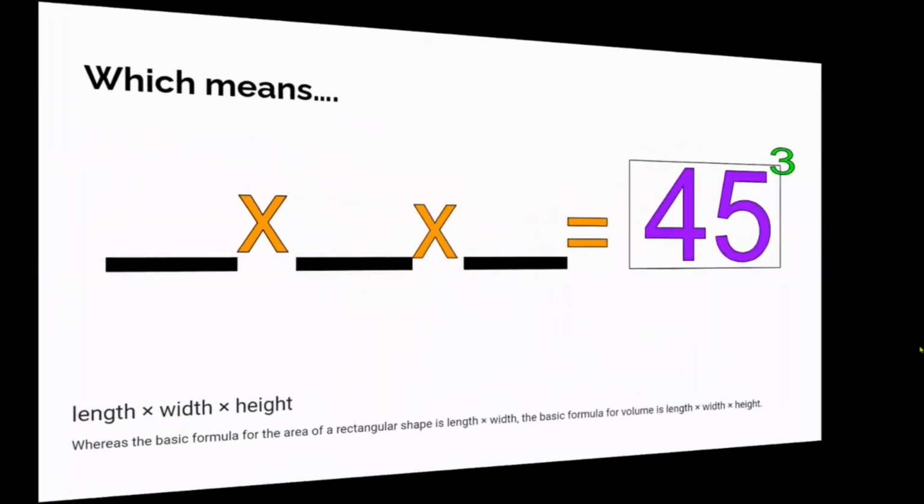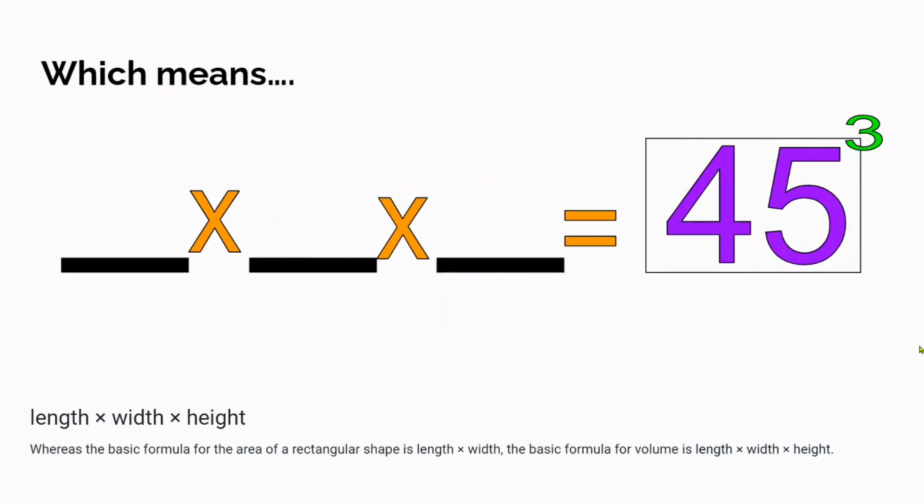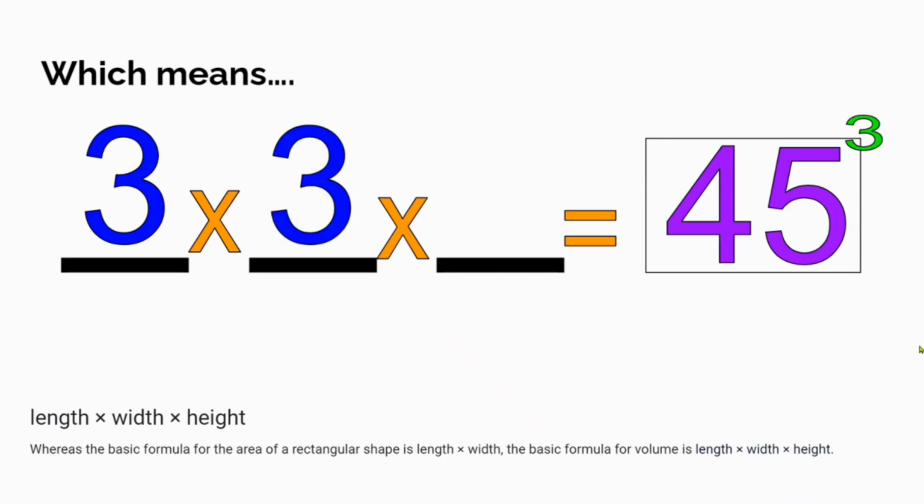Which means, in this case, we're given the answer as 45. What times what times what equals a volume of 45 cubed? 3 times 3 times 5 would be an appropriate volume to equal 45 cubed.